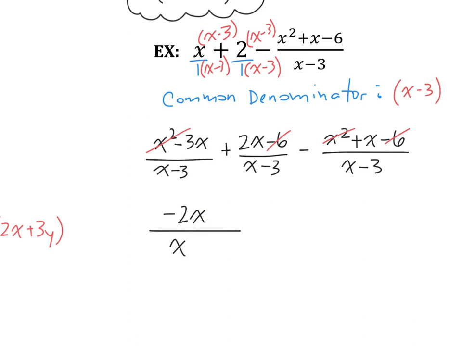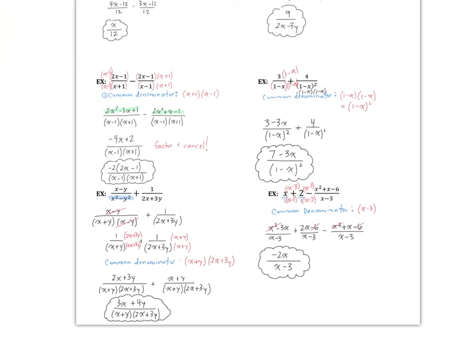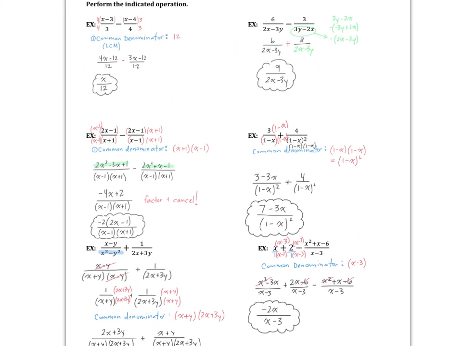We keep the denominator as x minus 3. No factors cancel, so we have our final answer as negative 2x over x minus 3. So the name of the game here, guys, is when we're adding and subtracting fractions, we need those common denominators. So you have to identify the common denominator first and determine what fraction is missing what piece of that denominator, multiplying the numerator and denominator by those.